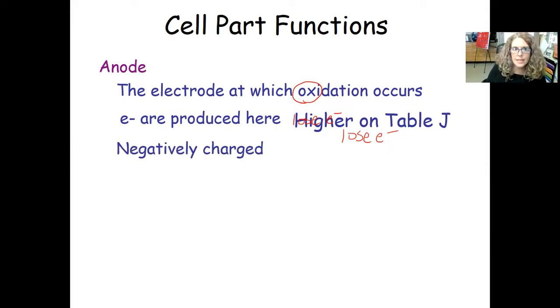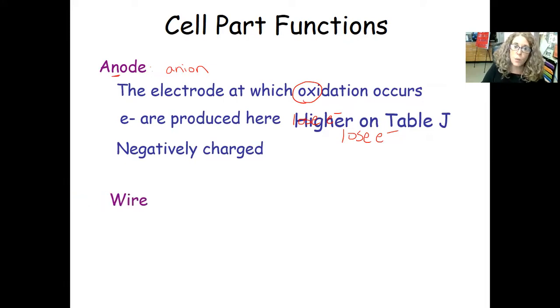So the anode is negatively charged. So do you remember anion and cation, right? Cations are positive, but anions are negative ions, right? So our anode is negative. And so these are also the parts of a battery. So your negative terminal in a battery that you put into a flashlight or a controller or remote control, the negative side is the anode side.